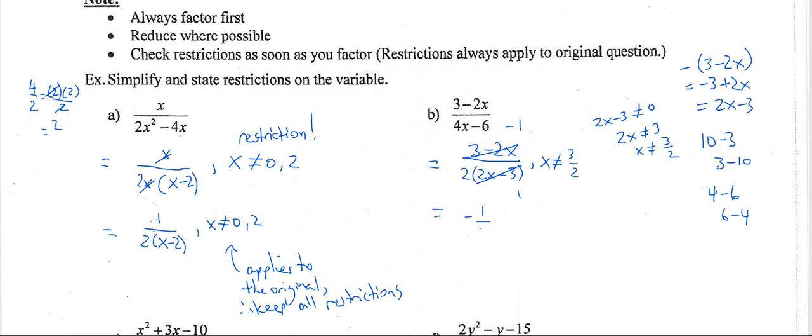So this is negative 1 over 2 is my final answer, but I have to restate my restrictions because even though there are no x's in the final answer, x equals 3 over 2 cannot be in the question at all because that would make the original expression undefined.